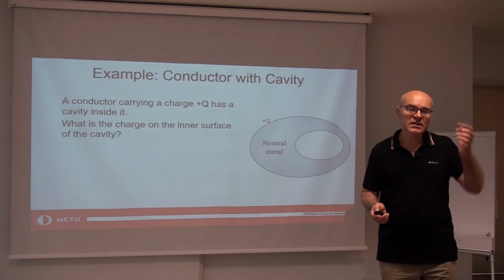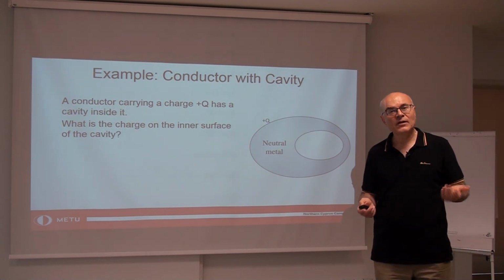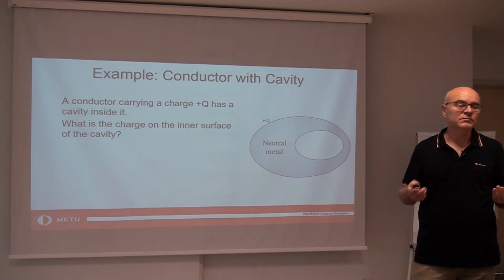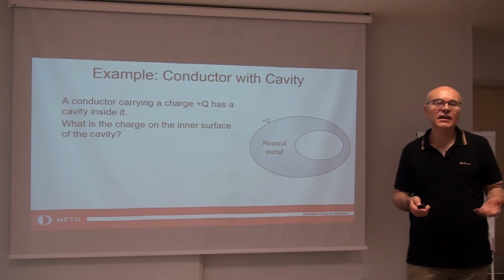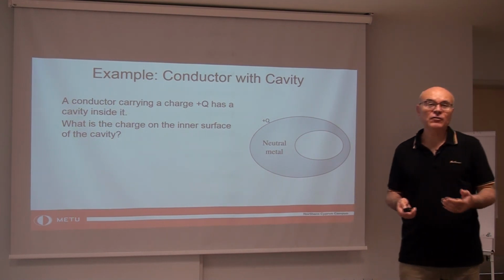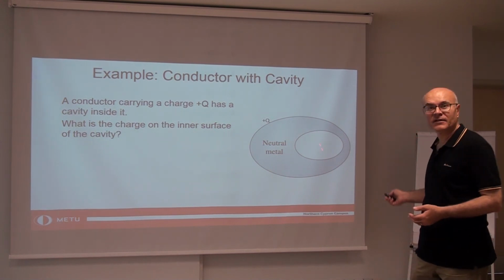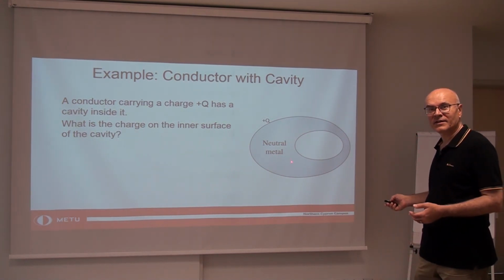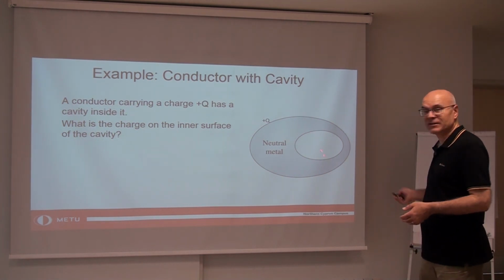Now, let's consider an example. For example, in this case, you have a conductor, and this conductor has a cavity inside it, and it carries a positive charge Q. Now, what is the charge on the inner surface of the cavity? That is, what is the charge here in this case? Okay? So this is exactly the same conductor as before, except now it has a cavity.